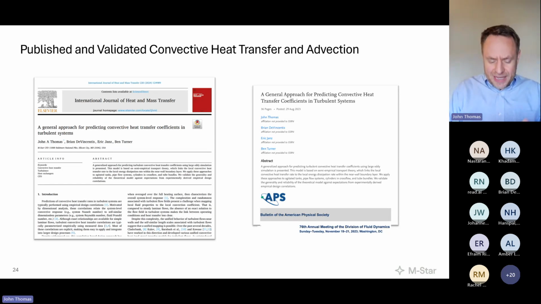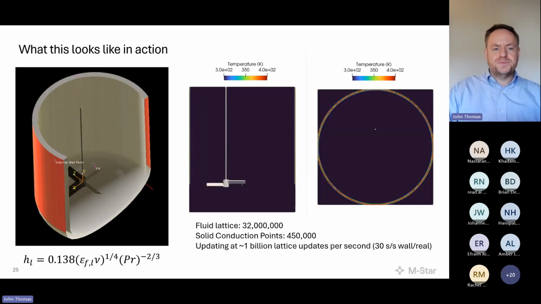Foundationally, the spirit of M-Star is generalized first principles models that lead to generalized first principles modeling approaches that require little reparameterization and tuning between setups, which means everything we learn from the vessels, as we can validate here, conveys to the rooms. So what this looks like in action, again, this is a vessel, but use your imagination. This is a room with a fan, as it were.